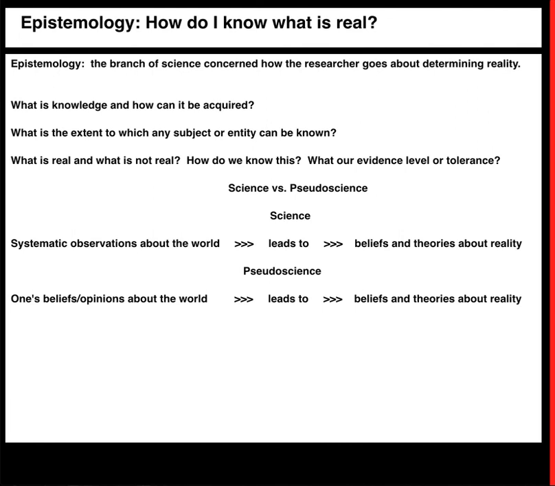Systematic observation about the world leads to beliefs and theories about reality. That's science. Systematic observations, collecting data, analyzing that data, and then developing theories and beliefs about reality from the observations. Pseudoscience, quite the opposite. One's beliefs or one's opinions about the world lead to beliefs and theories about reality.